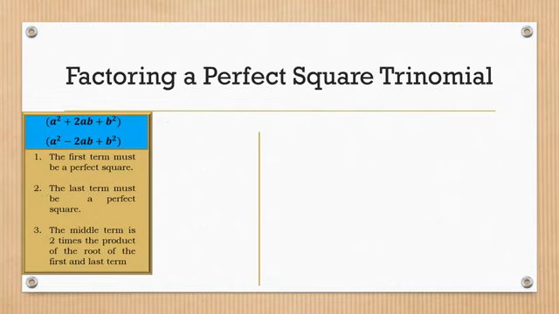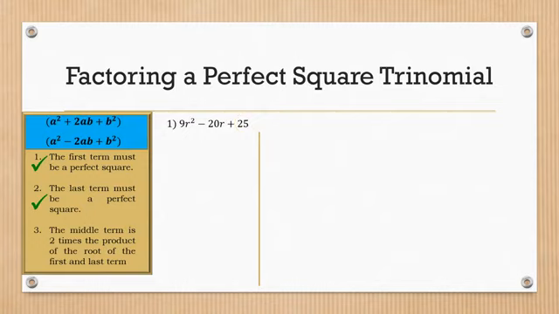Again, before we proceed to the activities in your module, notebook, or book, let's have this one. So check the first term. That is a perfect square. Next, 25 is a perfect square. Pasok.